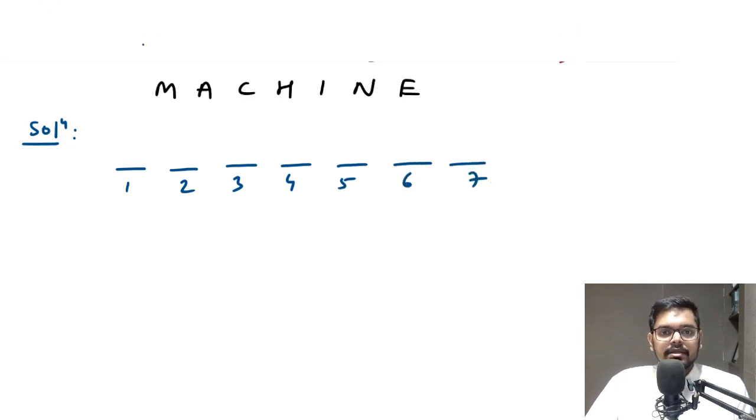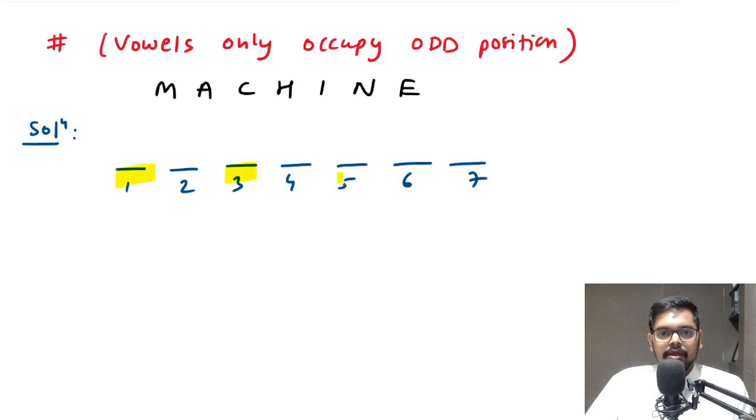So 7 places, and odd positions 1, 3, 5, 7. These are the odd positions, right? And there are 4 odd positions, but the problem is there are no 4 vowels here. How many vowels are there? 1, 2, 3. So how to arrange now? 4 places, 3 vowels, how to arrange?